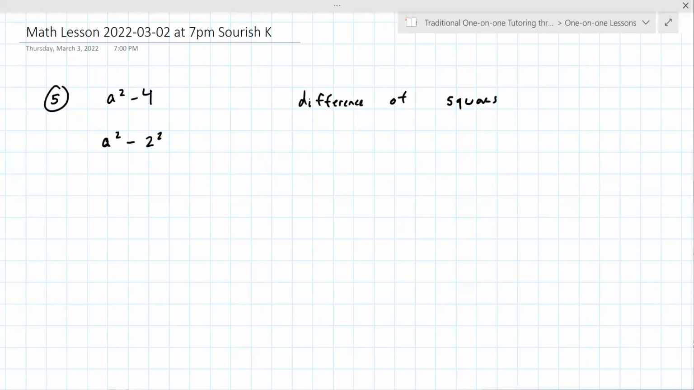There are a couple different types of factoring that you'll need to learn, and this is just another one of them. So the way it works is that you have to write each thing as something squared. Do you see how 2 squared gets you back to 4? Okay. So the difference of squares, it's a formula. We do have to write the formula. It's a minus b, a plus b.